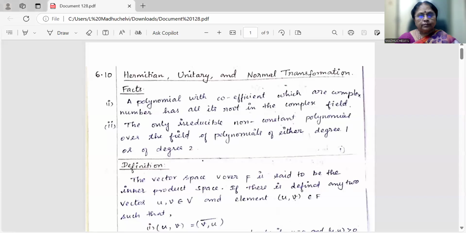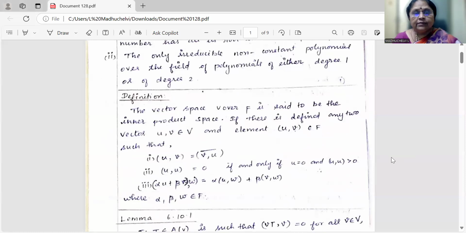Today, in this session, I am going to discuss linear transformations, especially the unitary, Hermitian, and normal linear transformations. First, let us define the vector space, the inner product space.